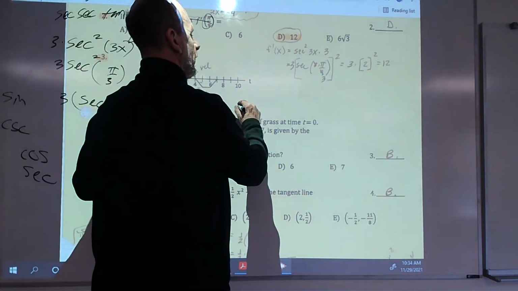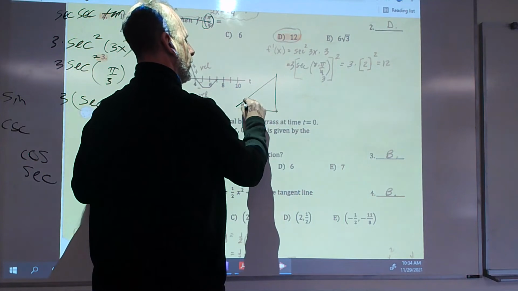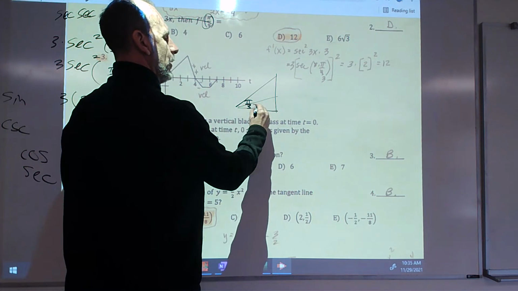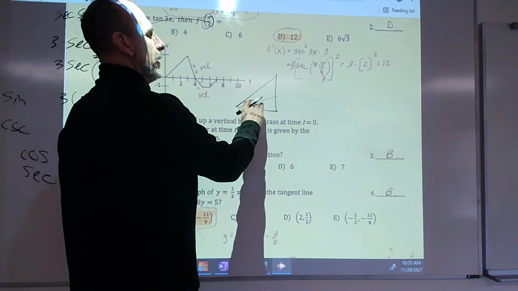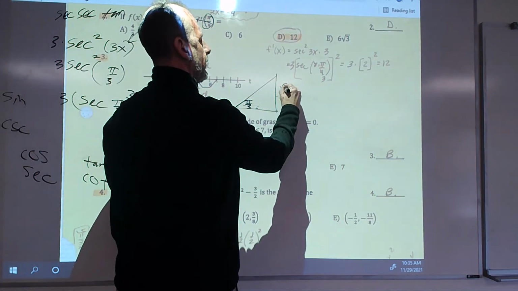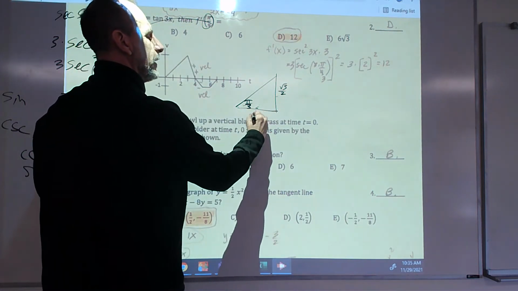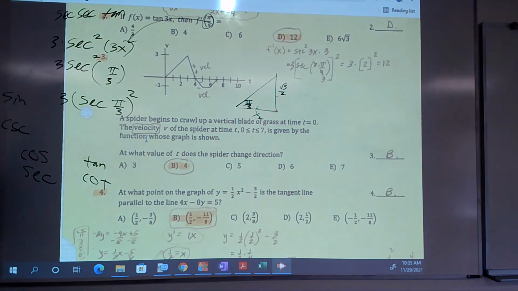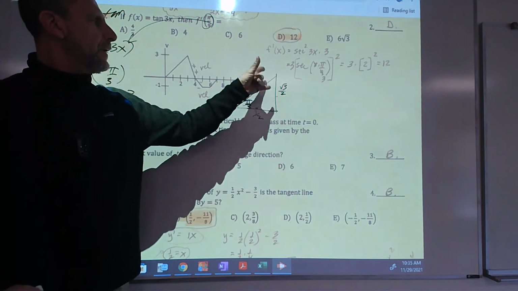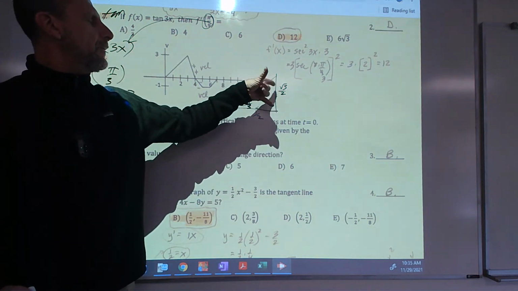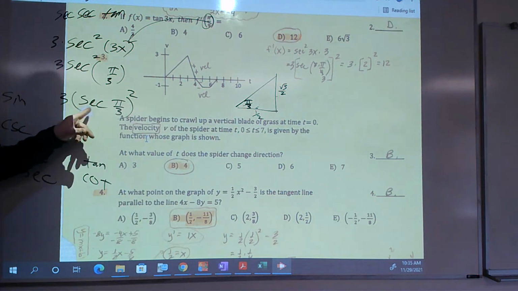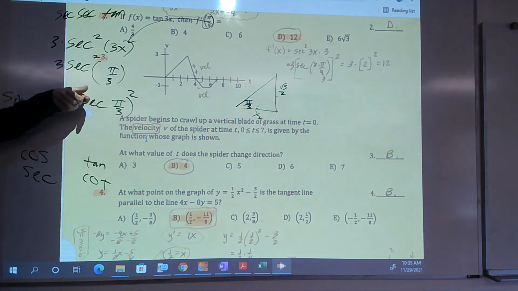Okay, pi over 3. Cosine of pi over 3. This is pi over 6. Pi over 6 is the small angle. Pi over 3 is the big angle. Pi over 3, big angle, big side. The big side of this triangle is root 3 over 2. Small side, 1/2. Okay, this is cosine. This is sine. The x is cosine. The y is sine. So cosine of pi over 3 is 1/2. So secant would be 2.